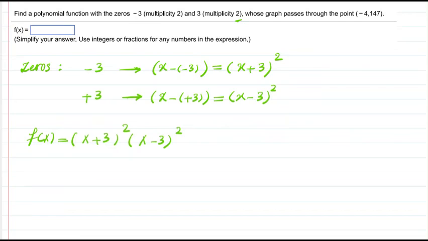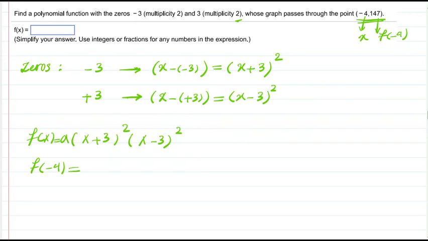What else? Because it passed through the point -4 and 147, if this is the x value, f of -4 is 147. Also, there is a coefficient here. I don't know what that coefficient is, so let's call it just a. And then we know f of -4 is 147.